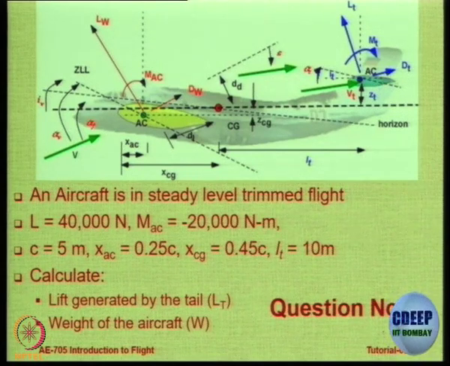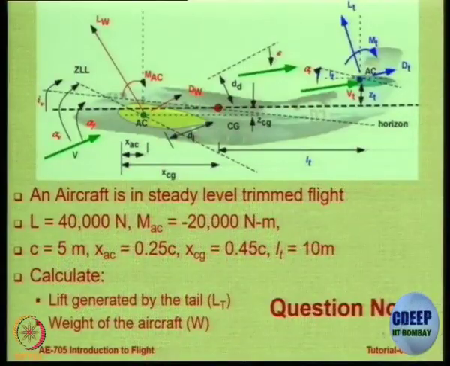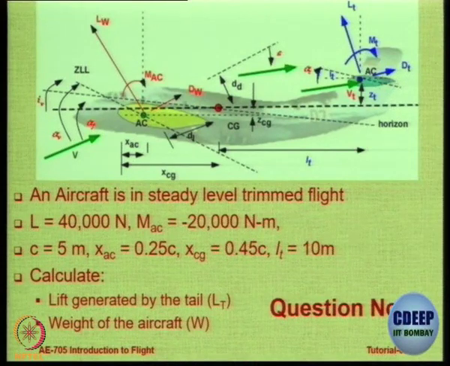So what you can do is you can draw this figure but not all those lines and angles. You just draw lift vertical at AC. You draw the center of gravity, you draw a tail, put the length as LT, mark XAC, mark XCG and mark the chord as C. So simplify this figure.